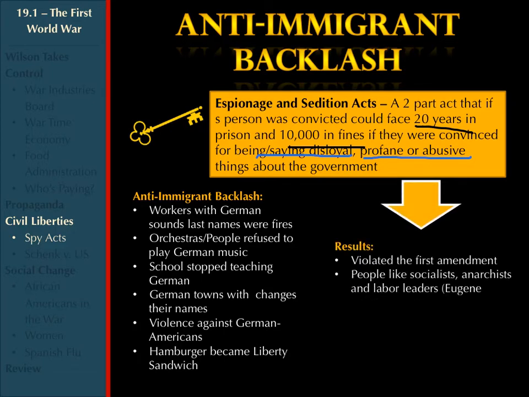And at this time, the results are it violated what we think the First Amendment covered. People like socialists, anarchists, or labor leaders like Eugene Debs were sent to prison because they talked about the government in a negative way. And it led to more than 2,000 convictions. So it was pretty prolific around the United States at this time.